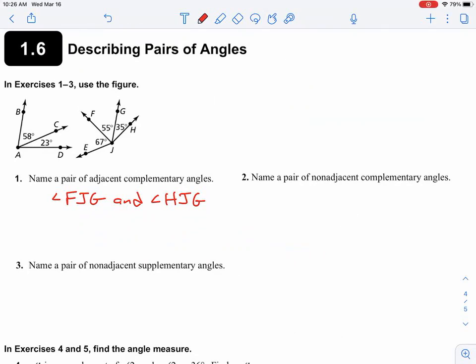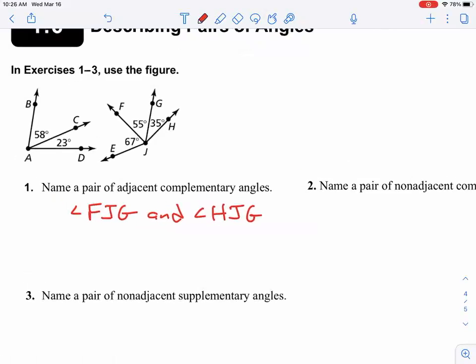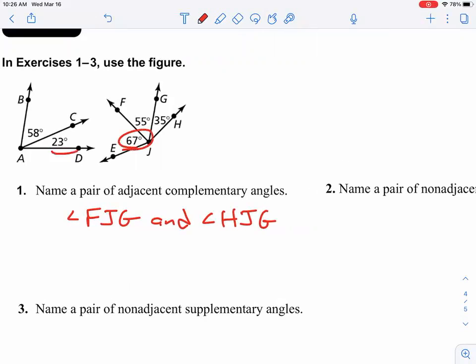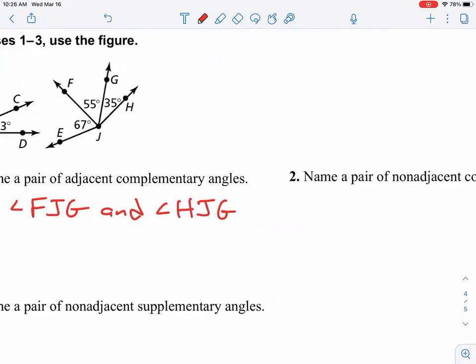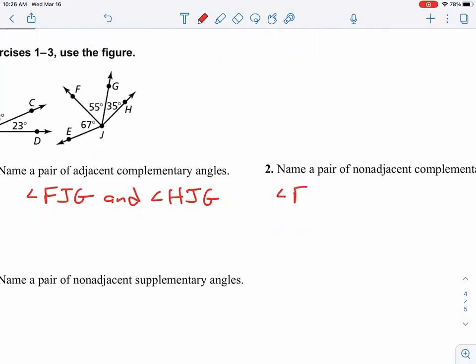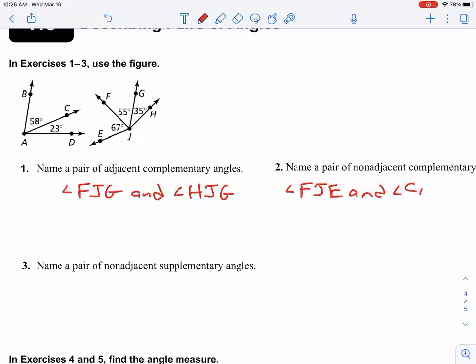Now, non-adjacent means they don't share a side. So they have to be disconnected, but also add up to 90. Angles that are not connected but add up to 90 could be 67 and 23. I'm going to use the letters to name the angles. 67 plus 23 is 90. So we would say angle FJE and angle CAD. They're not adjacent to each other, but they are complementary.